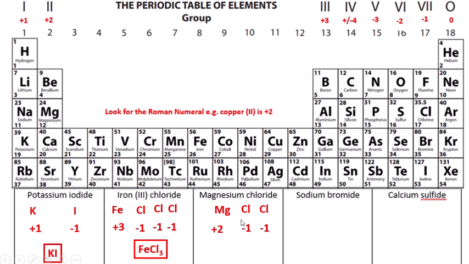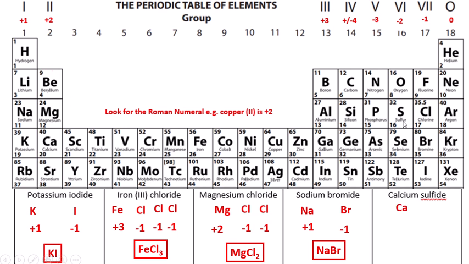So 2 chlorines. To get +2 and -2 we've had to use 2 chlorines. So 1 magnesium and 2 chlorines, MgCl2. And sodium bromide, Na for sodium, Br for bromine. Sodium +1, bromine -1. They cancel out, so we've had to use one sodium atom and one bromine atom, so NaBr. And finally, calcium sulfide, Ca, +2.